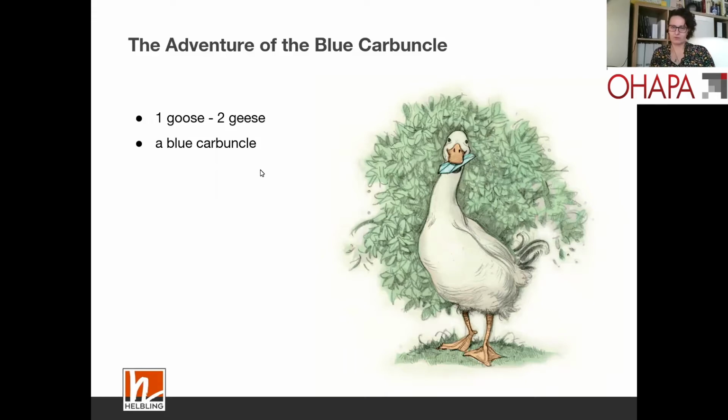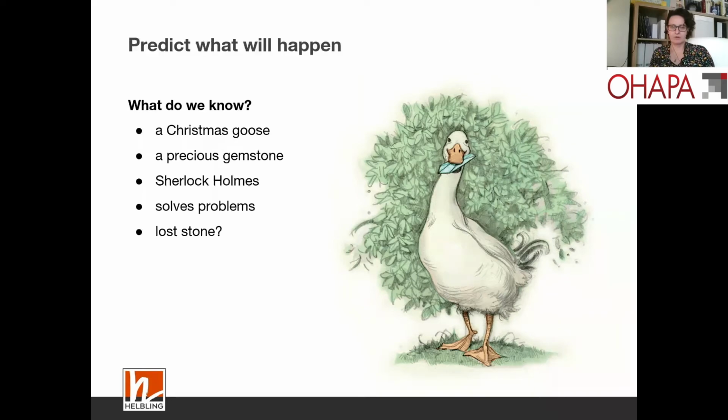So once you have had all this preparation, you have checked all the vocabulary, you can predict what might happen. So Christmas goose, a precious gemstone, Sherlock Holmes is involved, so I bet that the gemstone disappears. How does it disappear? How is it lost? And how do your students think Sherlock Holmes will solve the problem? So these are all ideas and things to consider.